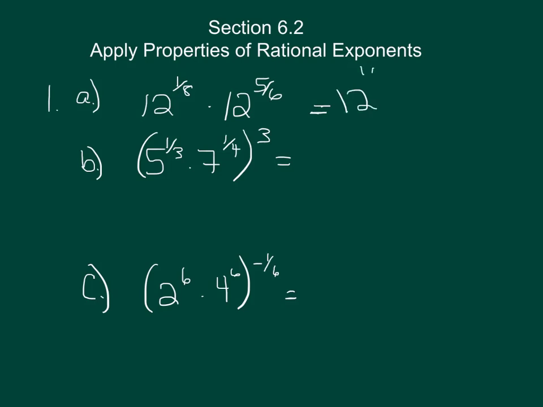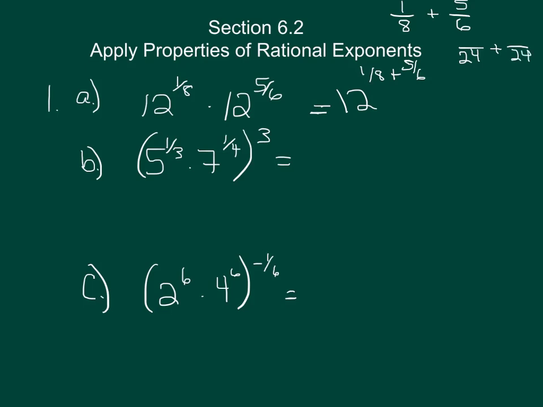So we have 12 to the 1/8 plus 5/6 power. So we have to think way back when about how do we add fractions. We need to get a common denominator. So our common denominator here is going to be 24. We're looking for the least common denominator that we can come up with.